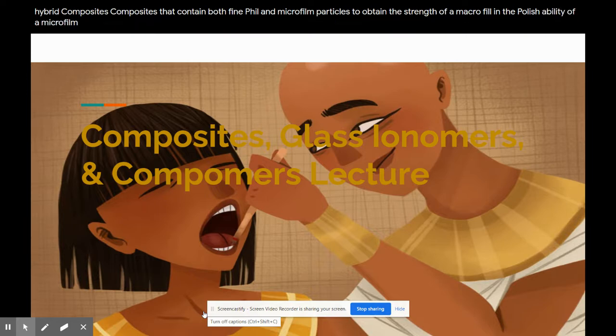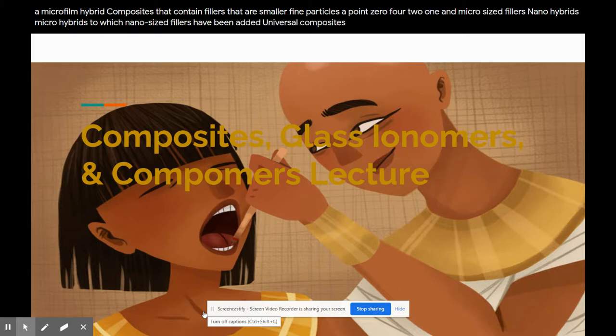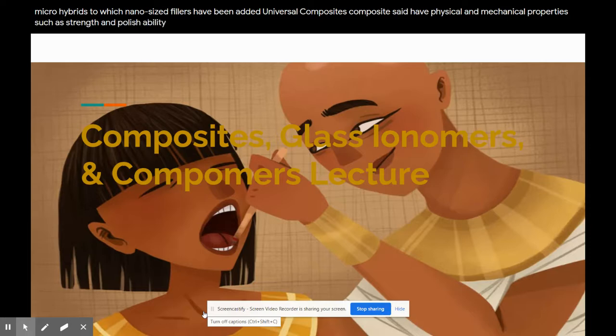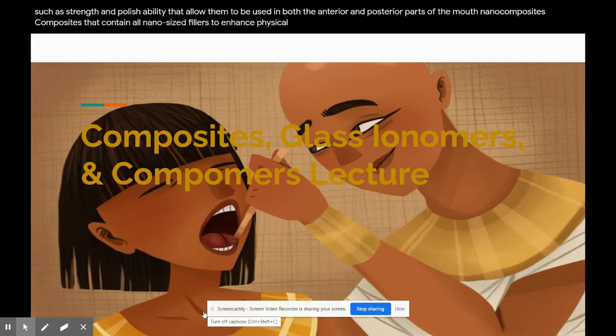Microhybrids, hybrid composites that contain fillers that are smaller fine particles of 0.04 to 1 micron and micro-sized fillers. Nanohybrids, microhybrids to which nano-sized fillers have been added. Universal composites, composites that have physical and mechanical properties such as strength and polishability that allow them to be used in both the anterior and posterior parts of the mouth. Nano composites, composites that contain all nano-sized fillers to enhance physical properties.